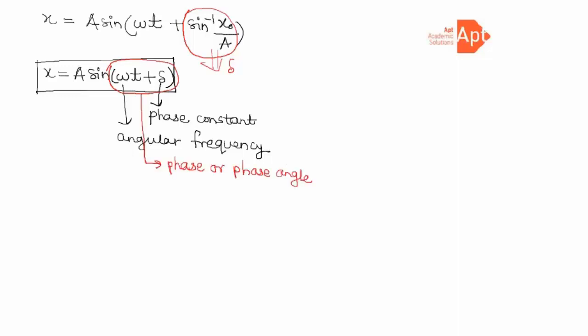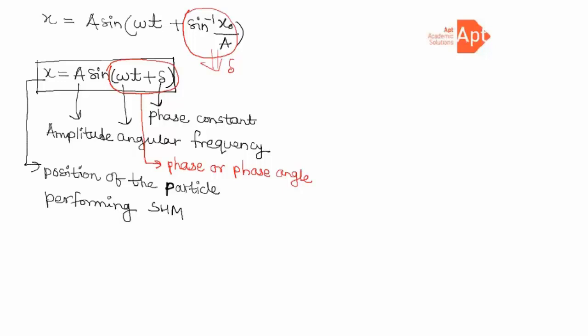And of course a is the amplitude. Amplitude is the maximum displacement of the particle from its mean position. And what is x? x is the position of the particle at time t. So this is the position of the particle performing SHM.